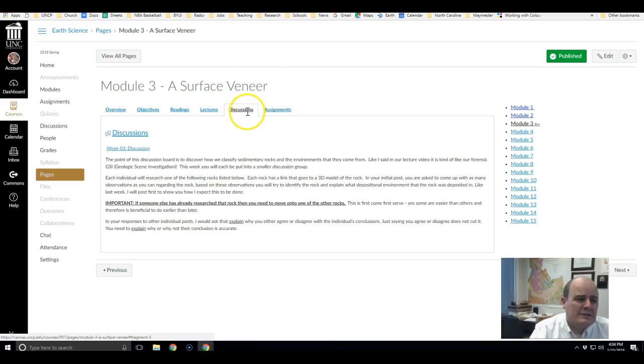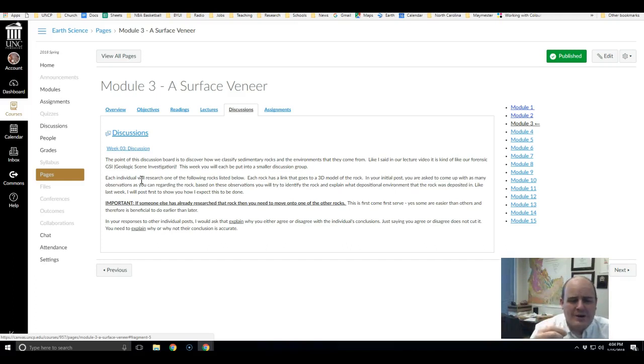Now let's go back to the discussion page. The discussion page is somewhat similar to last week. Last week we actually looked at minerals and looked at individual minerals and had you guys do some little research on it. Well, this time I'm going to have you guys try to do a classification of a sedimentary rock.